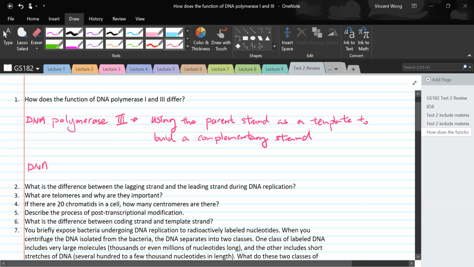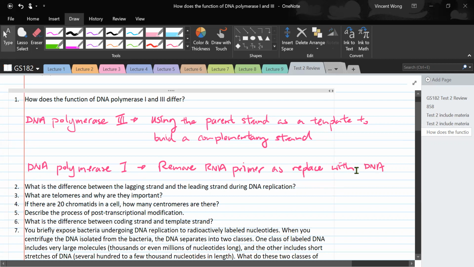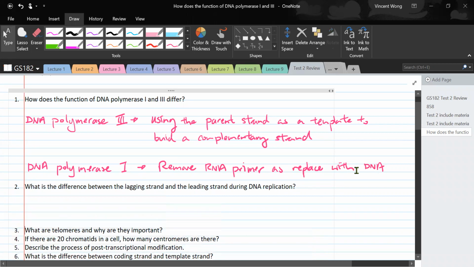And as for DNA polymerase 1, that will take over as the DNA polymerase 3 approaches an RNA primer. The job of DNA polymerase 1 is to remove the RNA primer and replace it with DNA. Okay, so that's the main difference between them.